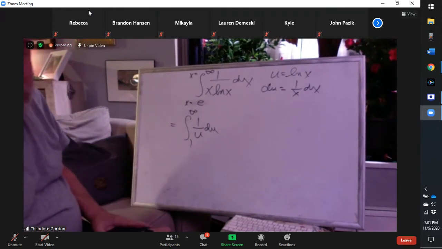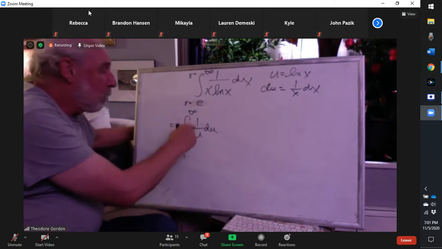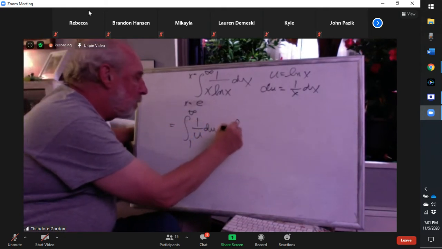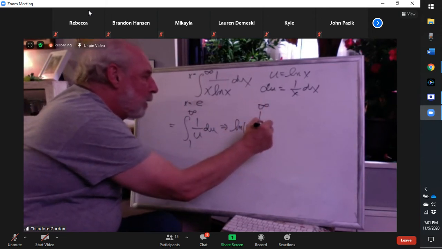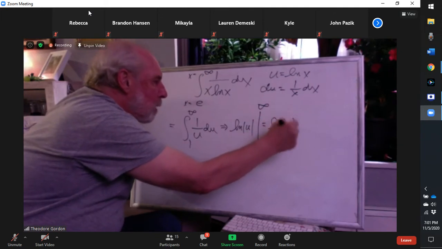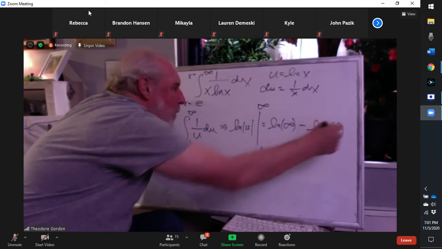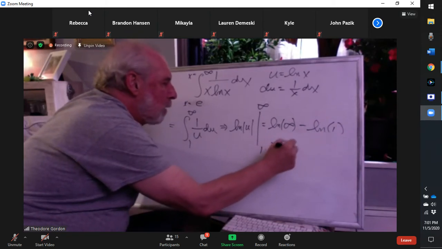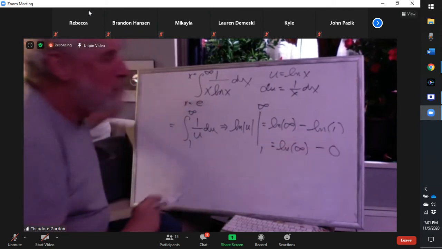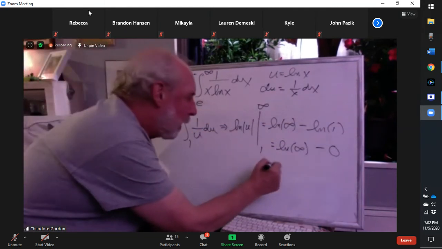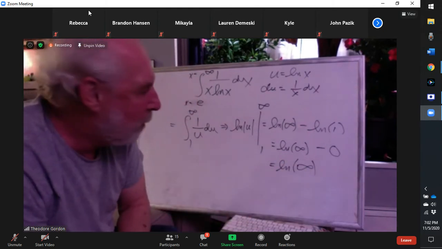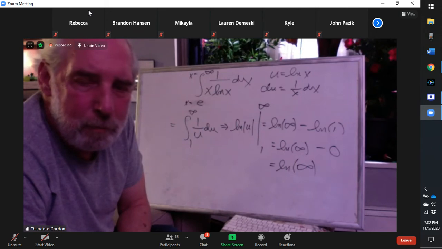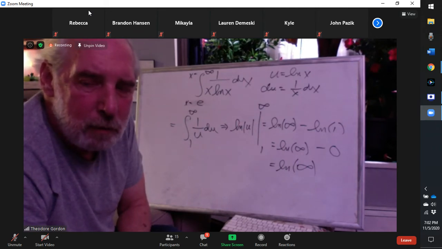So now we can work this way. The integral of 1 over u is the ln of u, and we're going from 1 to infinity. So that gives us the ln of infinity minus the ln of 1, which is equal to just the ln of infinity minus 0, because the ln of 1 is 0. So our answer here is the ln of infinity. Is that a number? Does that go to 0, or is that infinite? Infinity? Yep, this goes to infinity.